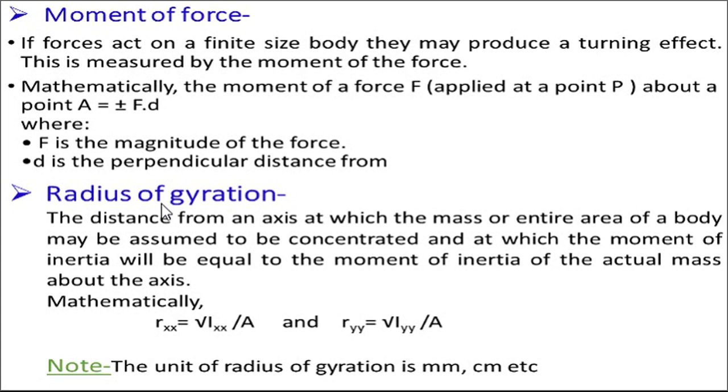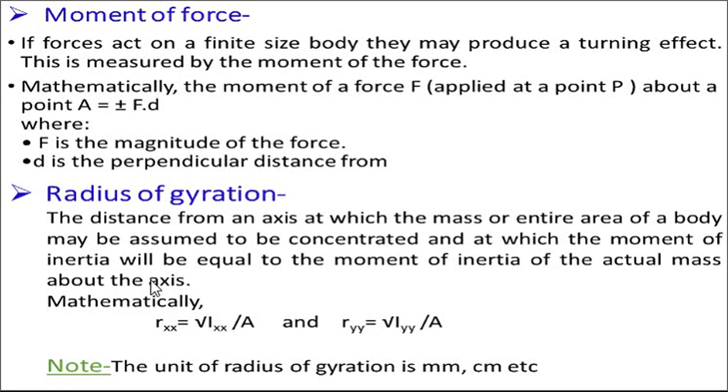So we can determine the moment of inertia because in any particular section there are three different axes, that we call the x axis, y axis, z axis. So about any particular axis we can determine the moment of inertia. Here the radius of gyration is the distance from an axis at which the mass or entire area of the body may be assumed to be concentrated, and at which the moment of inertia will be equal to the moment of inertia of the actual mass about that axis.